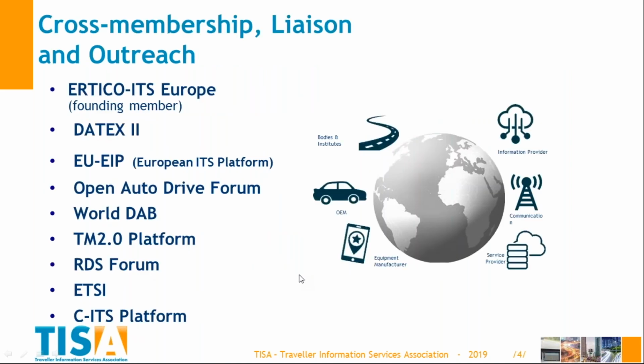It's also very important that we have cross membership and liaison outreach with various organizations. ERTICO ITS Europe, of course, is one of the founding members of TISA, but we are also working, for example, with DATEX II on the mapping of the safety-related event sets with the ITS Directive Priority Action C. We are also discussing with EUIP on particular topics. Where we see a need to discuss common interests, we use these liaison activities.